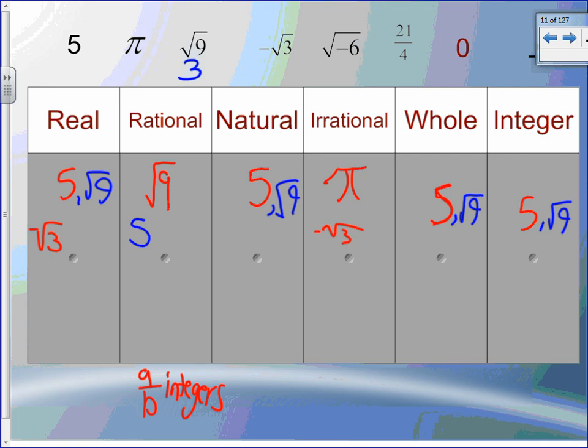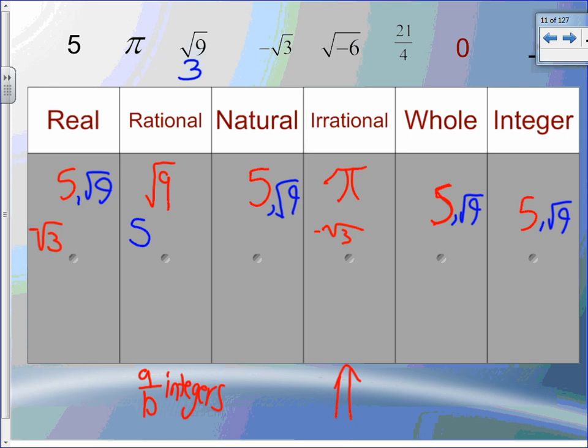Yes. Can it be written as a fraction where the numerator and the denominator are whole numbers? No. So the square root of 3 is not rational. If it is not rational, where do we write it? Irrational. And if it is right here, if it's irrational, it's not going to be rational, it's not going to be natural, or whole, or integer. So remember that chart?